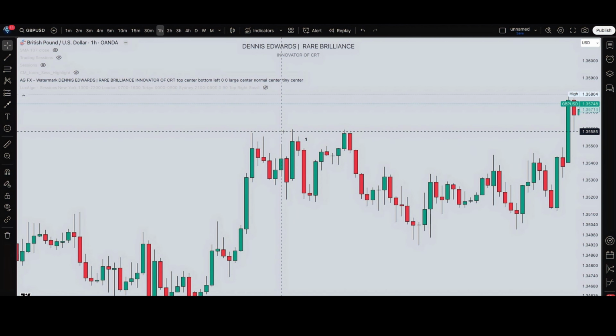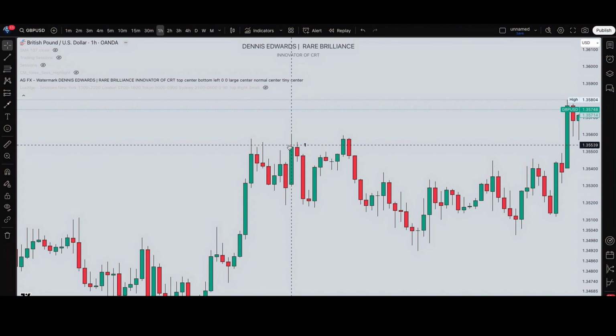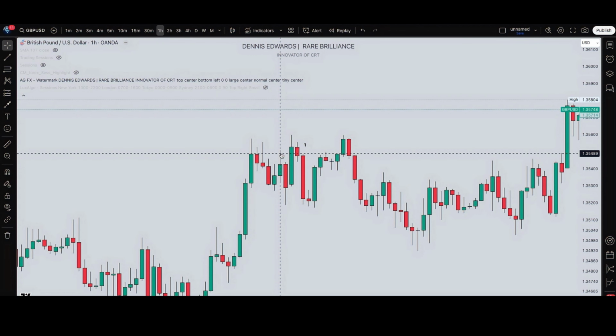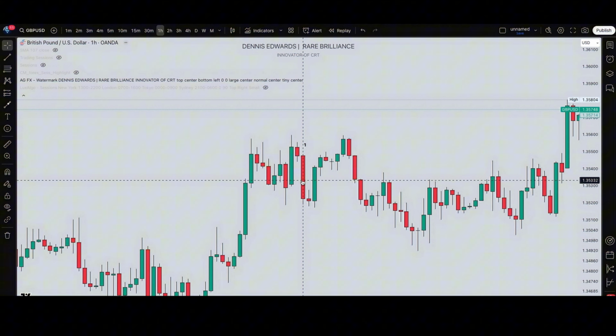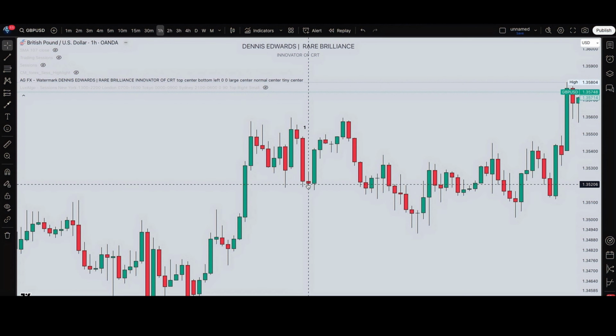If I did zoom in, I'm pretty sure there were more areas of consolidation. Price then dropped from this area, still in the New York session, and formed a bearish CRT, because you have this bearish candle, this manipulation candle, and then you have this expansion candle.